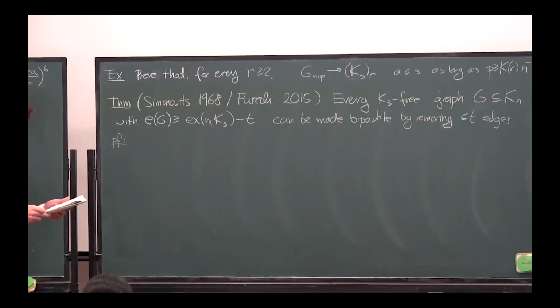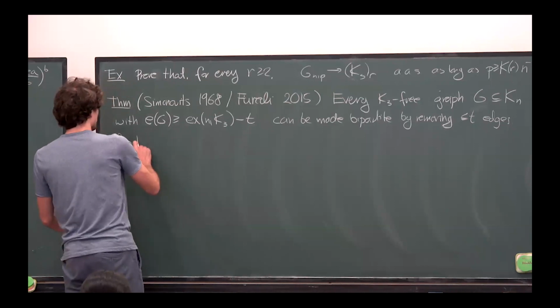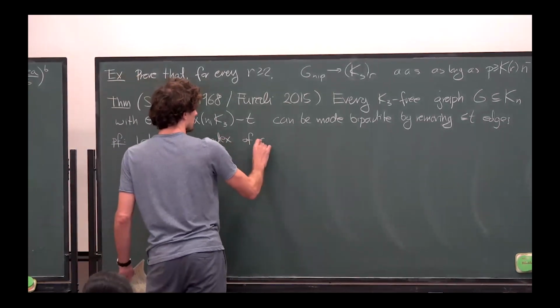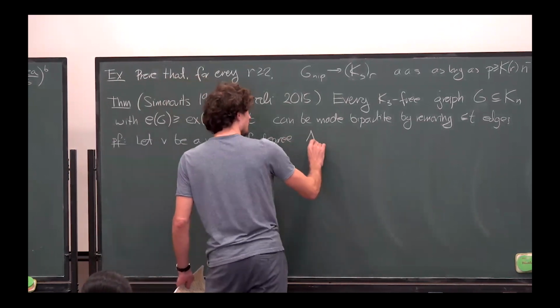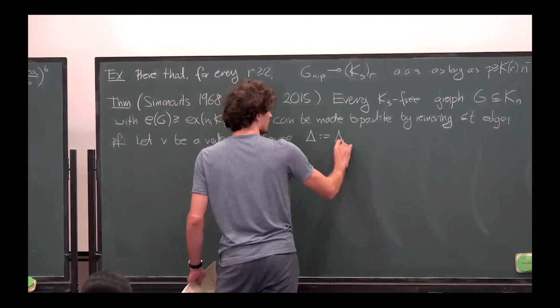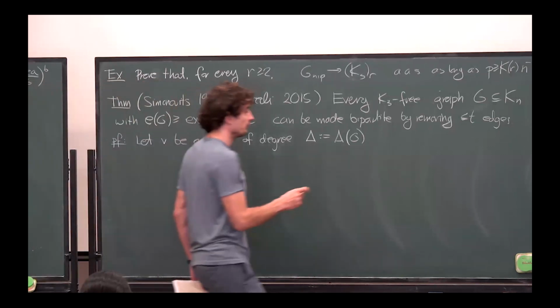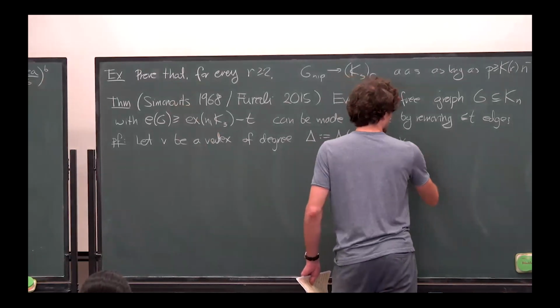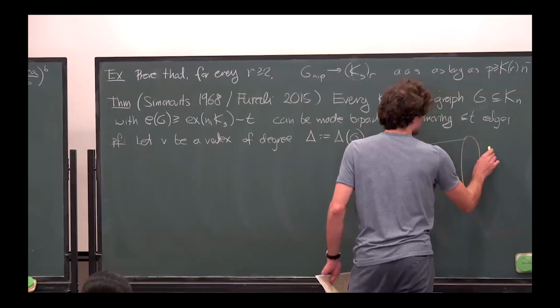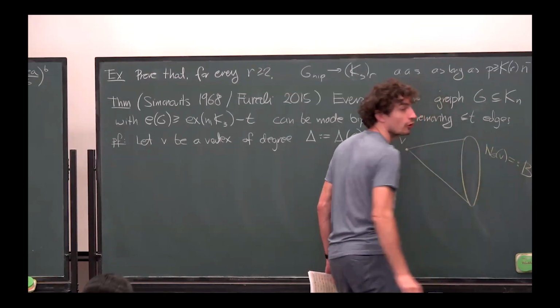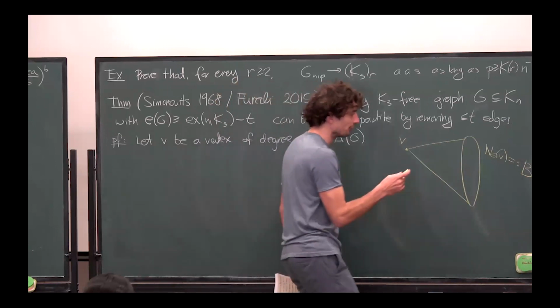So here's the proof. Let v be a vertex of degree delta, which we define to be the maximum degree of G. So let's consider v to be some largest degree vertex. Now, what does the graph look like then? There's the vertex v, and these are its neighbors. This is the neighborhood of v in G, and let me call it B. And of course, the size of B is delta.